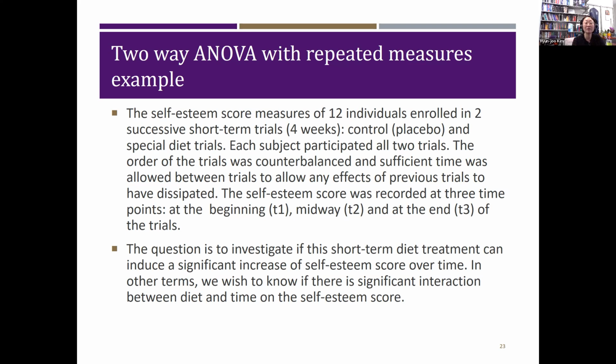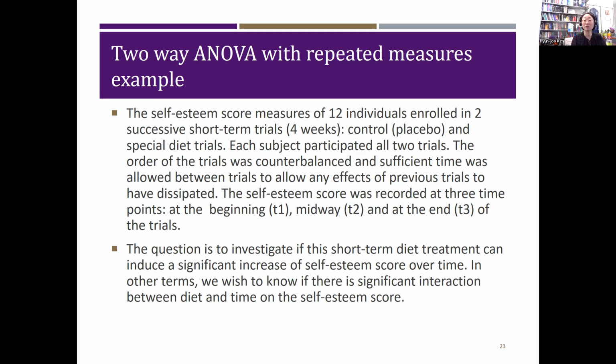Suppose the self-esteem scores were measured for 12 individuals enrolled in two successive short-term trials, control and special diet trials. Each subject participated in both trials. The order of the trials was counterbalanced, and sufficient time was allowed between trials to allow any effect of the previous trial to dissipate.